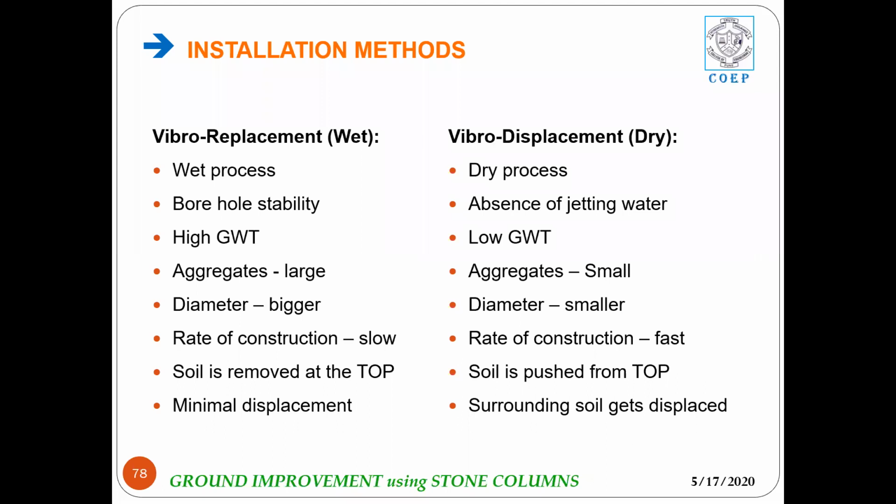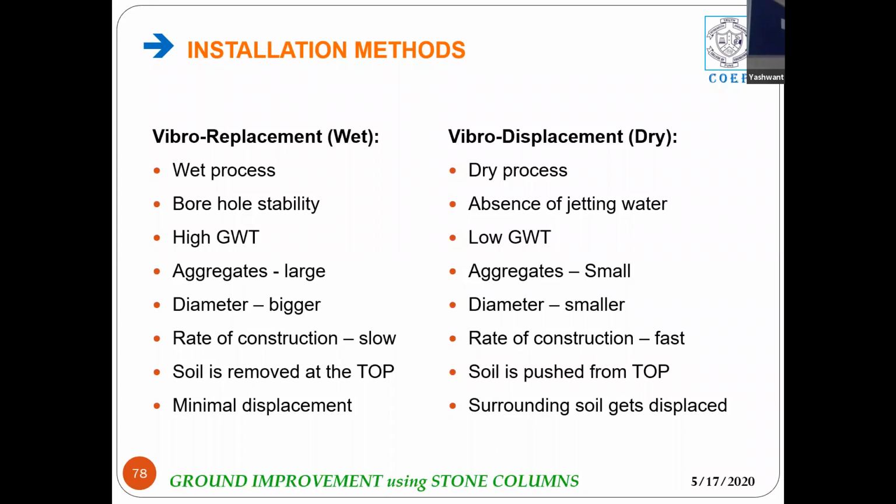In case of the wet method, the soil is removed at the top, because the water jet that is used for creating the hole, the same water comes out onto the ground level, and while coming up, it brings the soil that has been loosened because of this particular probe. So in case of the wet method, the soil comes to the top, whereas in case of the dry method, the soil remains within the hole itself, and it is pushed laterally downwards.